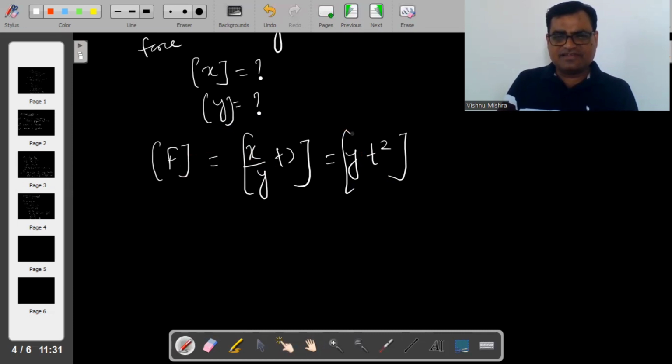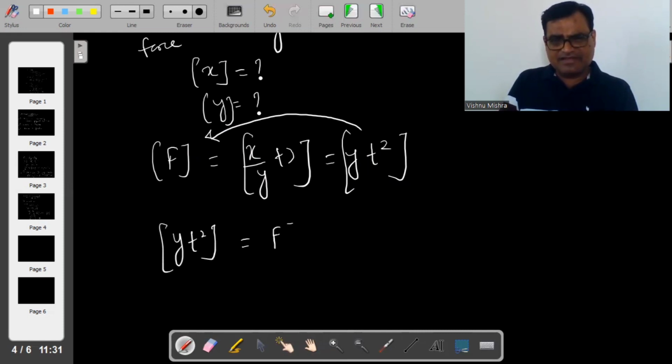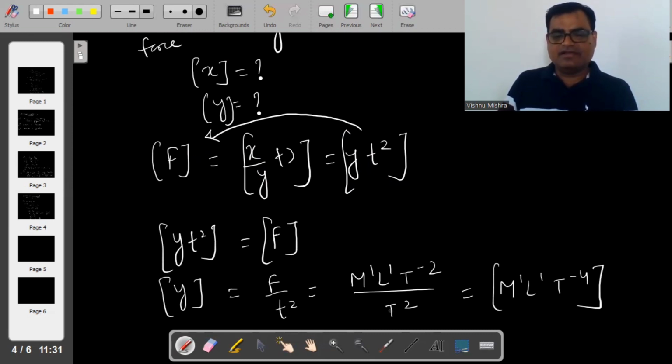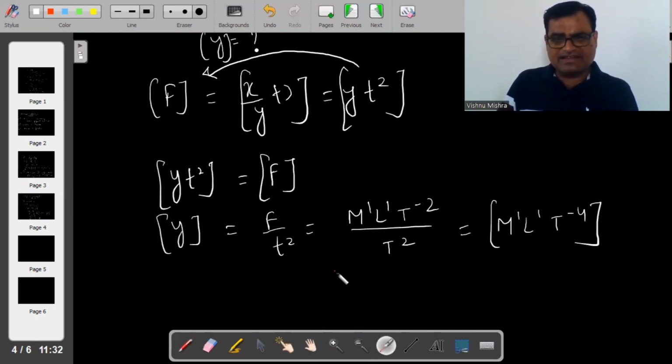So first we will write these two. Yt square is equal to f, thereby y is equal to f by t square. Now what is f? F is m1 l1 t minus 2 by t square. So finally, we are going to get m1 l1 t minus 4. This is y. Once you get y, it is easy to get x. Now equalize this, substitute y here and get the value of x.